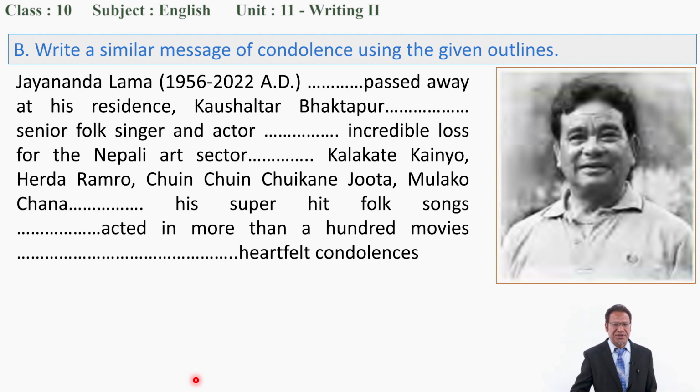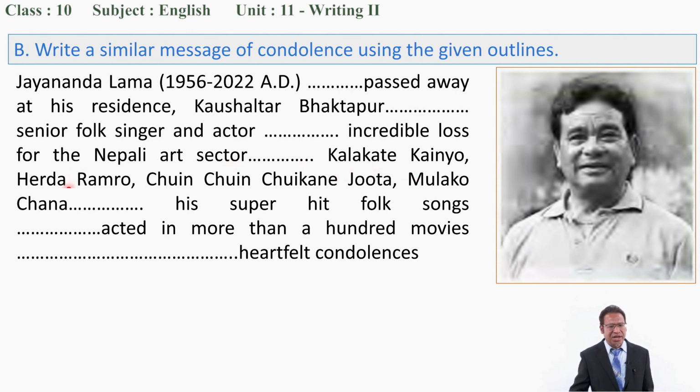Now this is the exercise. Write a simple message using the following outlines. Look at this one. Who has died? Jayananda Lama has died. When? He was born in 1956 and he died in 2022. Where did he die? At his residence in Kausaltar, Bhaktapur. Who was he? He was a senior folk singer and actor. His death is an incredible loss for the Nepali art sector.